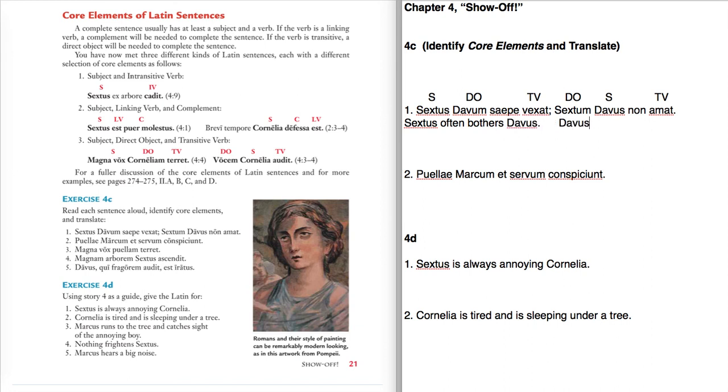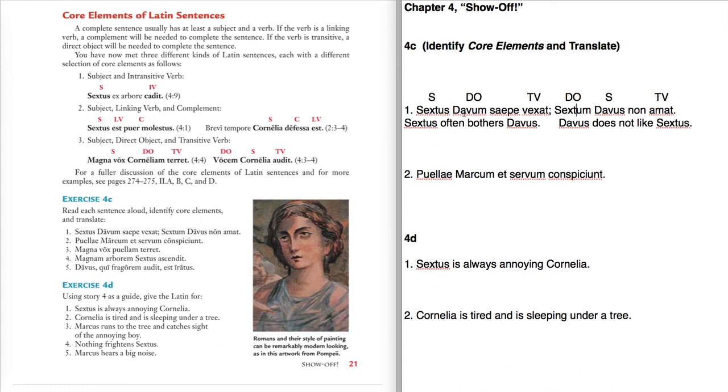Then we have Davos does not like or love, but love seems a little strong here, Sextus. We'll start with this. Now, don't worry about this just yet. Maybe you're confused. Why isn't this the subject and why isn't this the direct object? Because word order in English would suggest that that would be the case, but that's not it.